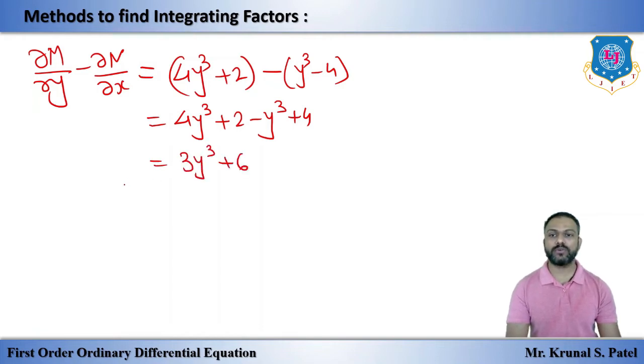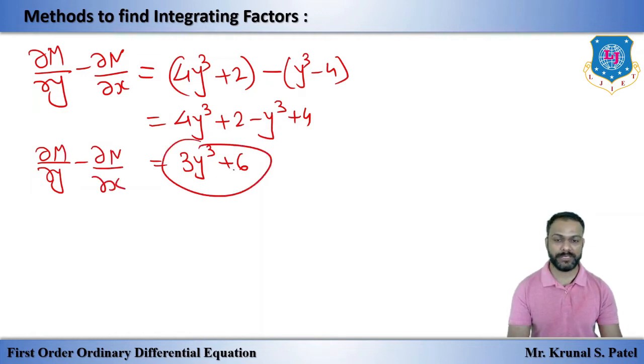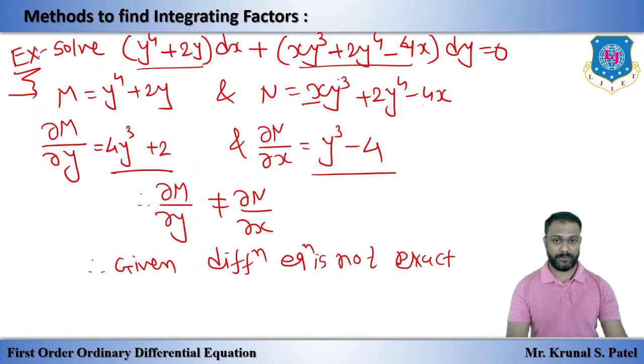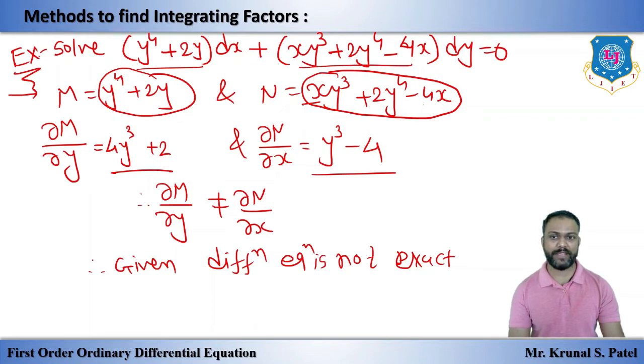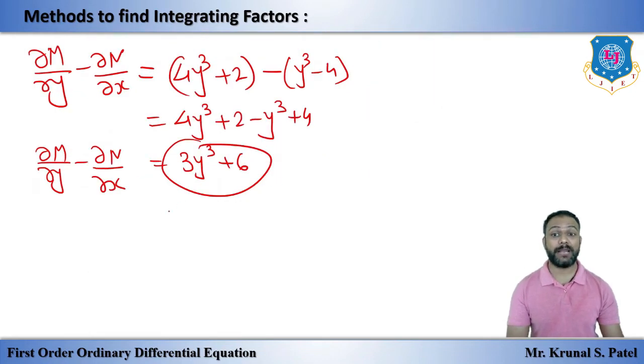Now think about M and N: by which term should we multiply to get the correct answer? If we divide this 3y cube plus 6 by N, we cannot get the answer as a function of x only. So we will think about y only. If we take 3 out of this, we have y cube plus 2, which can help us. So we will multiply with 1 by M, but as I told, whenever we use 1 by M, we put a minus, because the formula is that.